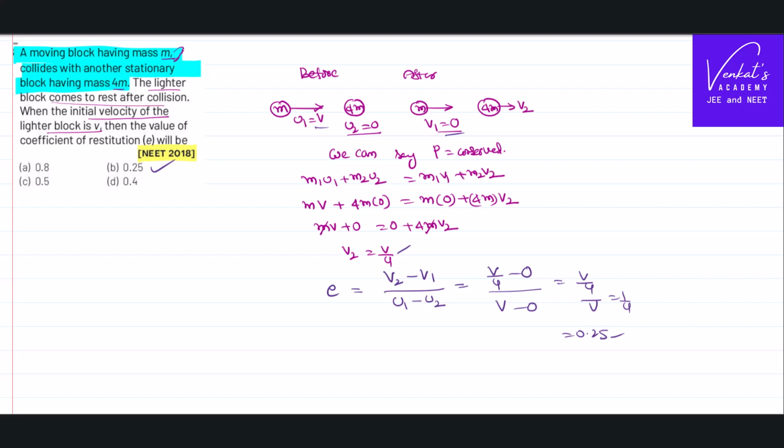So the only thing you need to know to solve this problem is the coefficient of restitution definition: the ratio of the relative velocity of separation after the collision to the relative velocity of approach before the collision, and also a very basic concept that momentum is conserved in any kind of collision. Knowing that too, you can solve the problem quite easily. Thank you for watching.